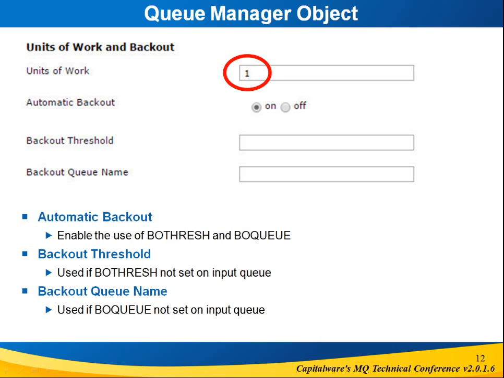Similarly, the backout queue name is the name of a queue onto which the message will be placed if the backout count in the message descriptor exceeds the backout threshold. And again, the name you put here is simply a default fallback value that will be used if there is no backout queue name defined on the input queue itself.